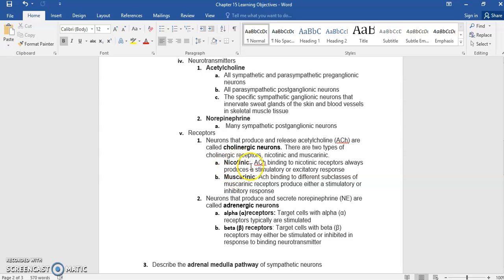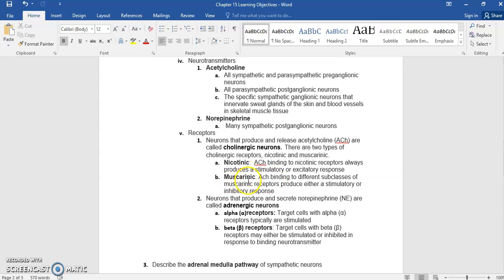The first one is called nicotinic. If acetylcholine binds to a nicotinic receptor on the surface of the effector organ, whether it's cardiac muscle, smooth muscle, or glands, it always produces a graded potential that will turn into an action potential. So it's always excitatory. You always get an excitatory postsynaptic potential and then an action potential down the neuron if it's nicotinic. The other type of acetylcholine receptor is called a muscarinic receptor.